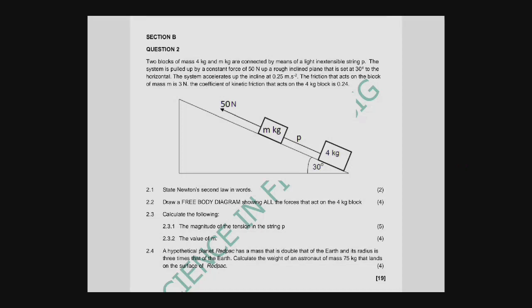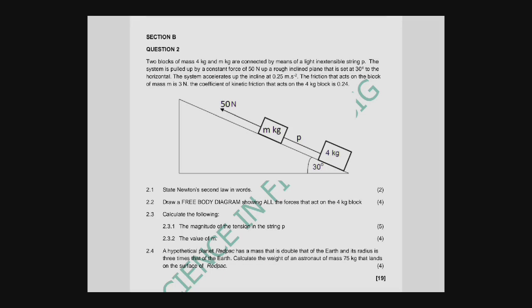In this video we're going to discuss the trial exam for physics paper 1, 2021. Right now we're moving on to section B. We are going into the mechanics section. In the previous video we looked at multiple choice questions.